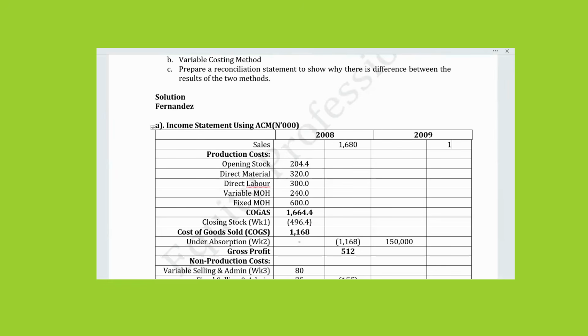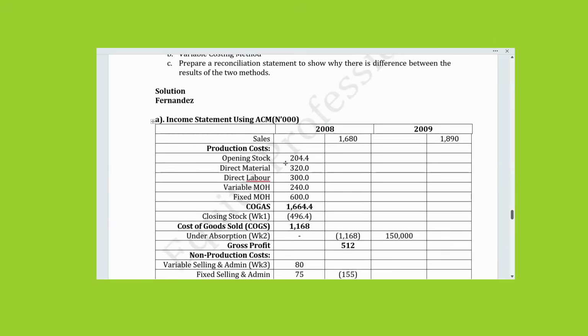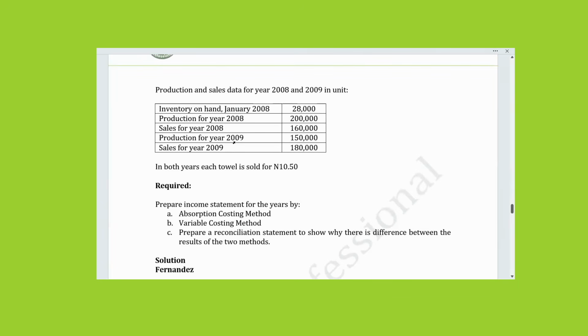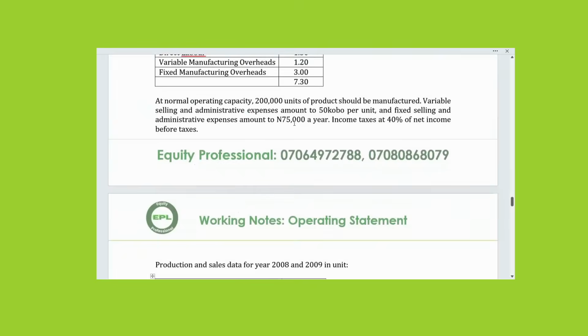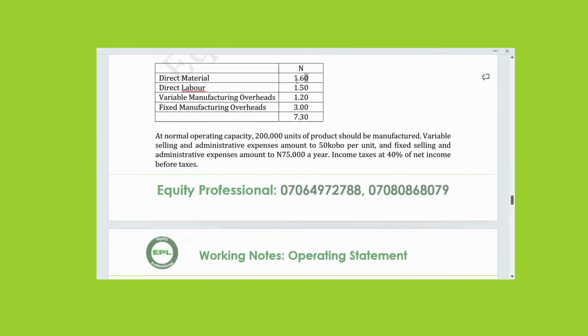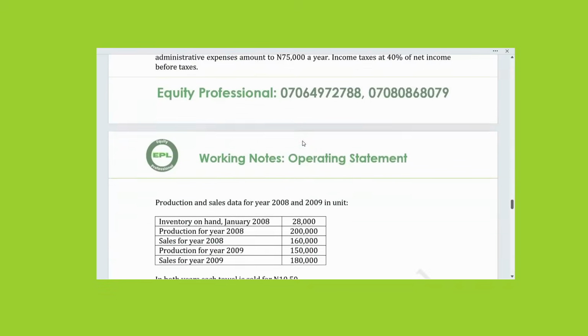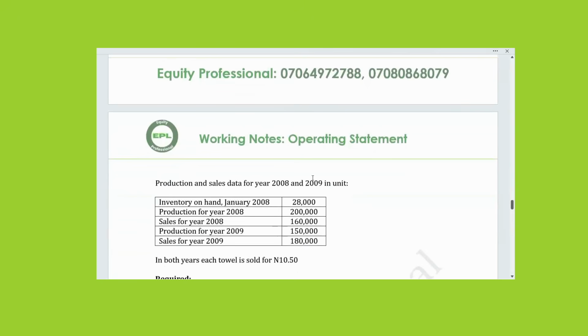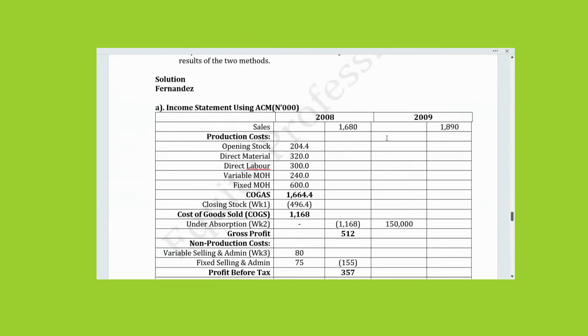1,890,000. 1,890. All right. Then we need to determine production cost, the same way we did for 2008. In 2009, the company produced 150,000 units. Therefore, direct material cost will be 1 naira 60 kobo multiplied by 150,000. What do we have?